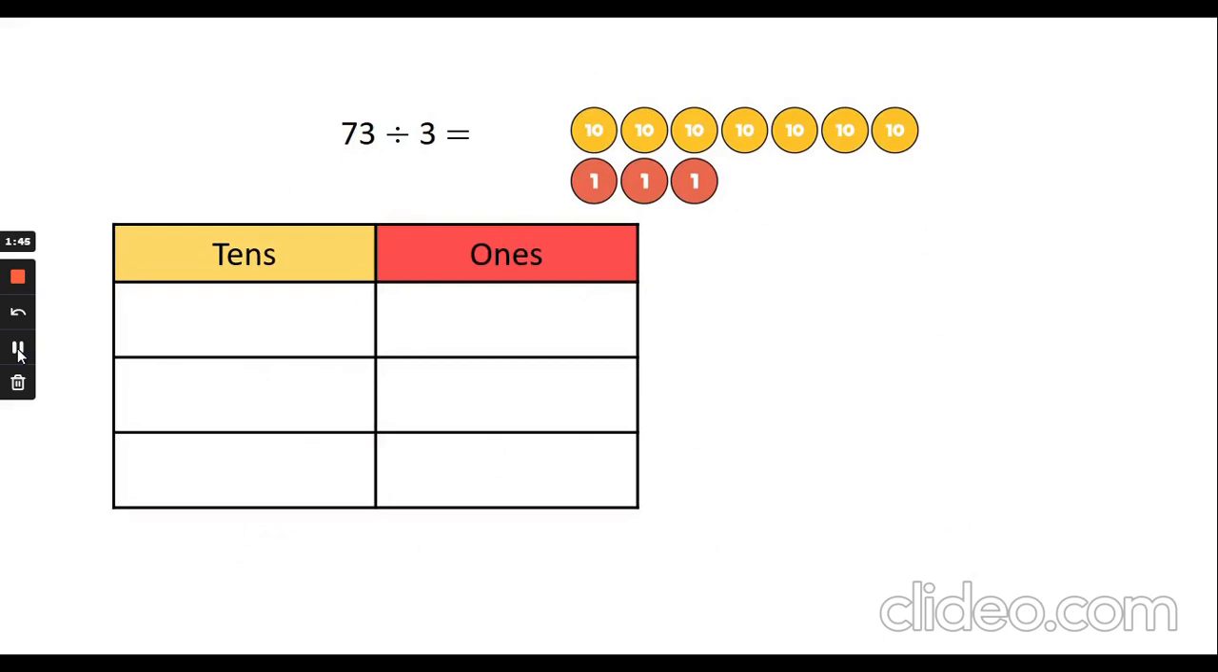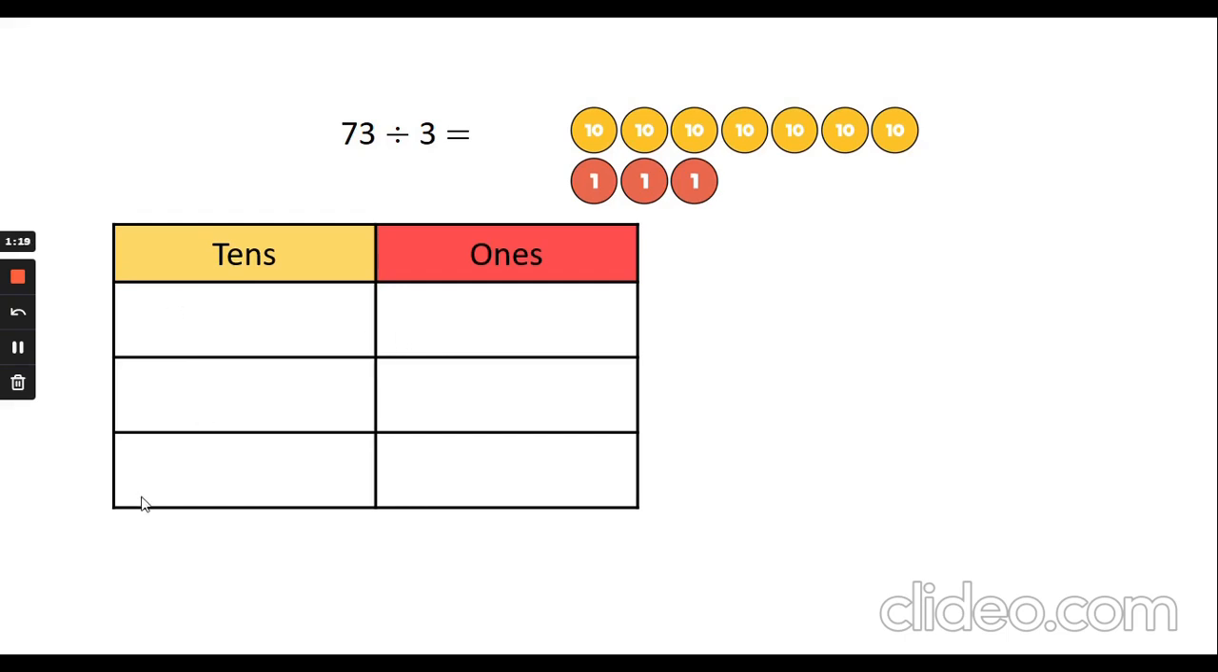We can also show our divisions in a place value chart with place value counters. So I have got 73. 1, 2, 3, 4, 5, 6, 7 tens counters, that's 70, and 3 ones counters, that's 3. So altogether, 73. I am going to share out my tens counters into my tens column.